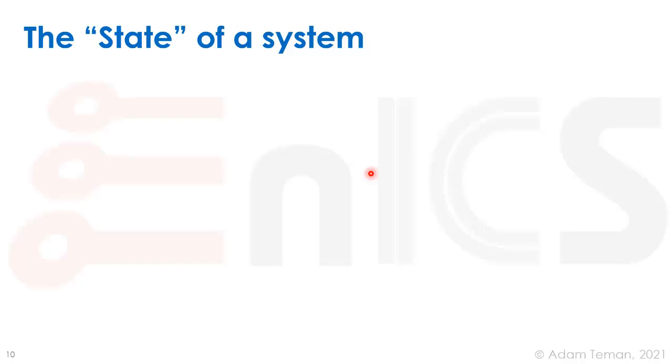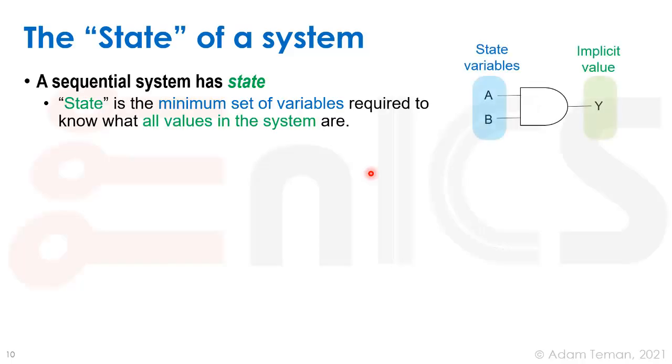So I'm going to go back a bit into something that maybe is not that well perceived by people who are just starting out. And this is from control theory. There is something called state. And what is the state of a system? A sequential system has state, and state, or at least the way I define it over here, is the minimum set of variables that are required to know what all values in the system are.